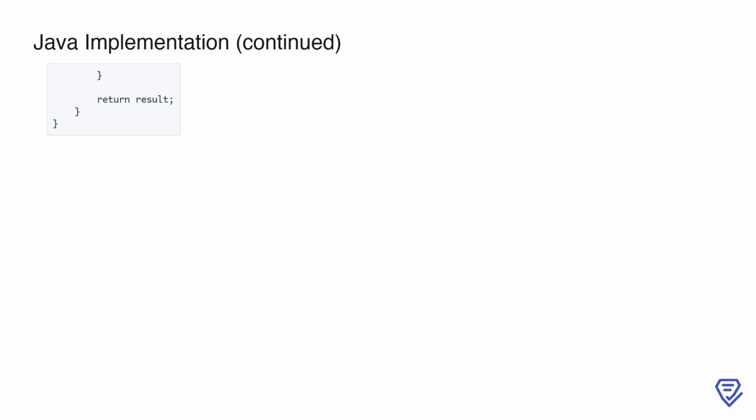Finally, after all elements have been processed, we return the result array containing the transformed values. This implementation efficiently handles both positive and negative values of k, leveraging the modular operator for circular indexing.